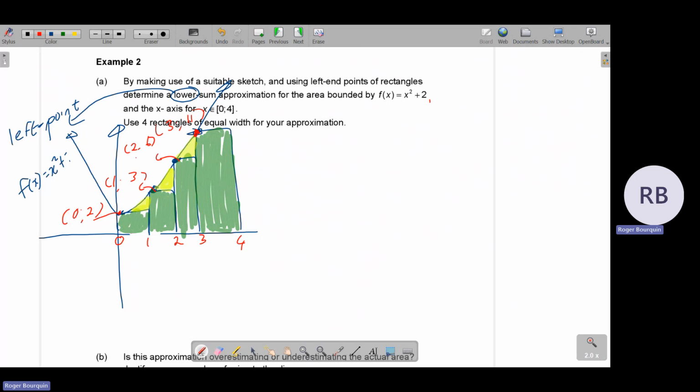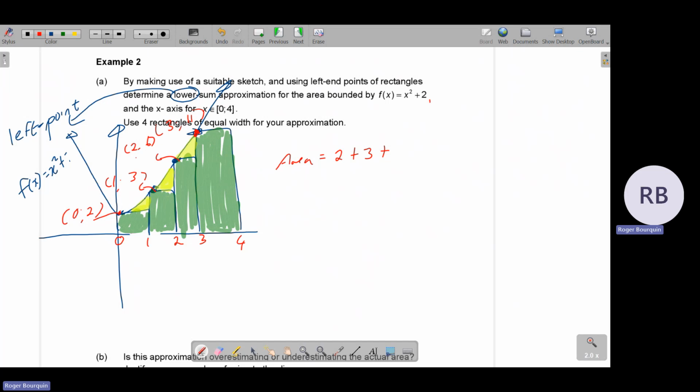Right. So area is going to be what, Steve and Eva? This rectangle, what will this area be? 1 times 2, which is this area. It will be 1 times, no. Okay.